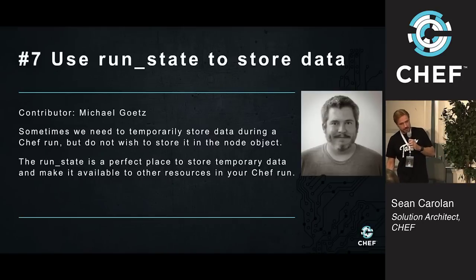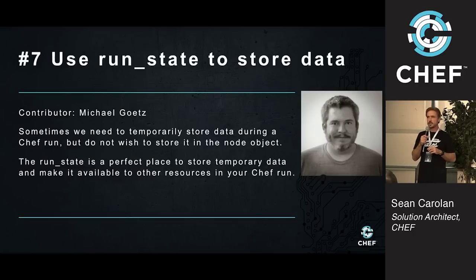This is another one of my favorites. Michael Getz taught me this. Sometimes we need to store data temporarily during the chef run. We might not want it to be a permanent part of the node object, but something that came up during that chef run, we need to store that data somewhere and apply it somewhere else. So where can we hang that data? First instinct might be to throw it into a temporary file. Toss it in the temp directory. This is a little more elegant way to do it.